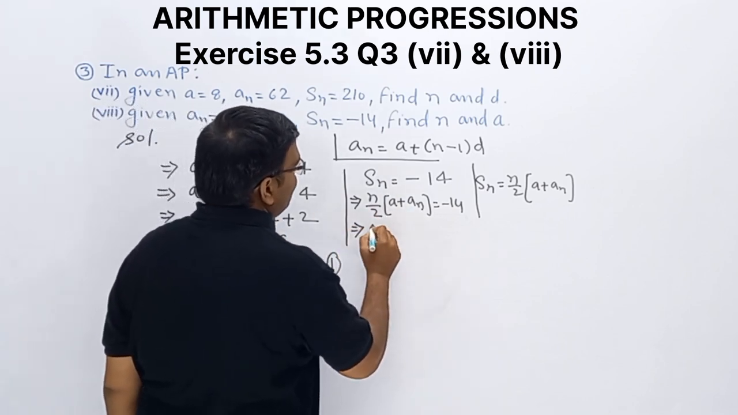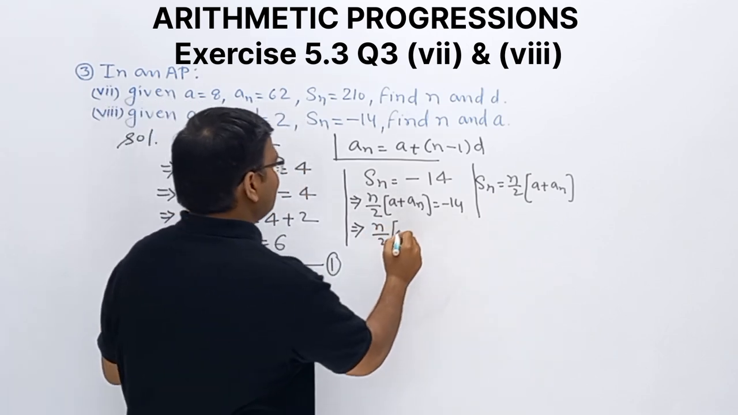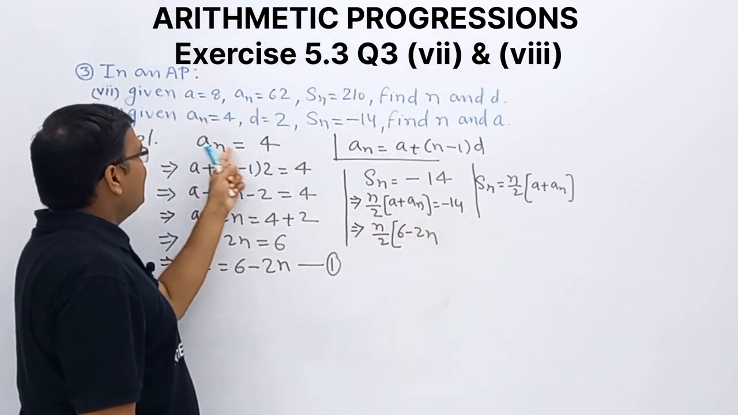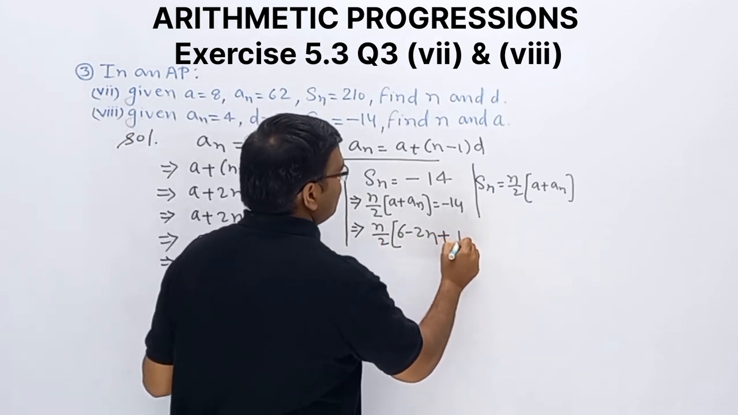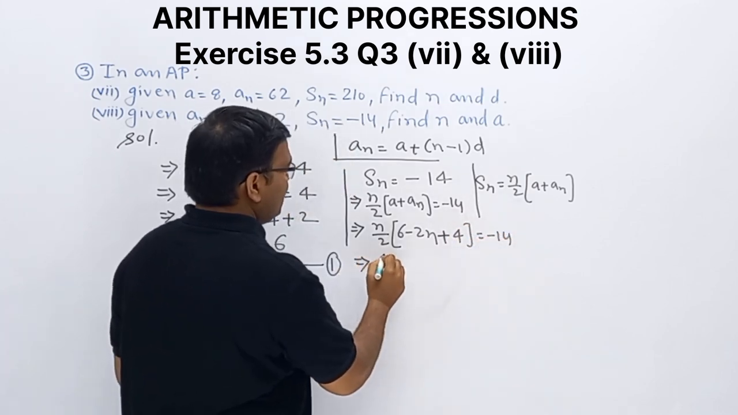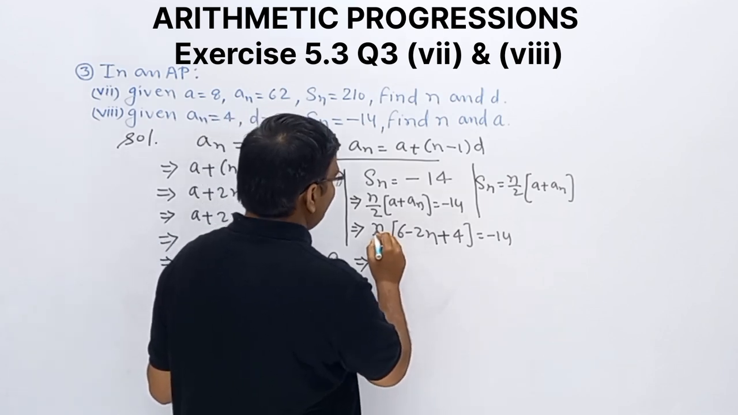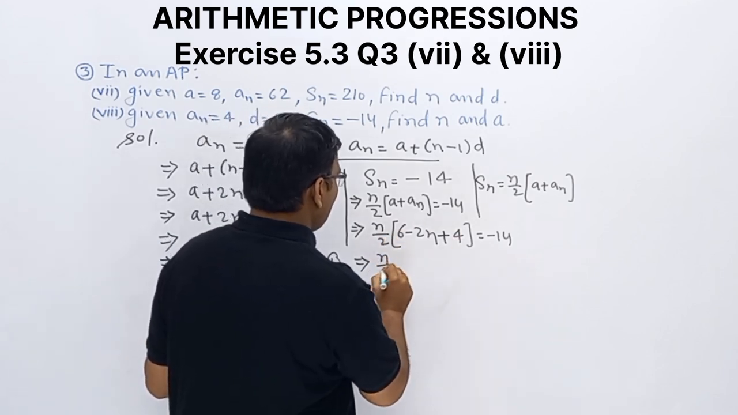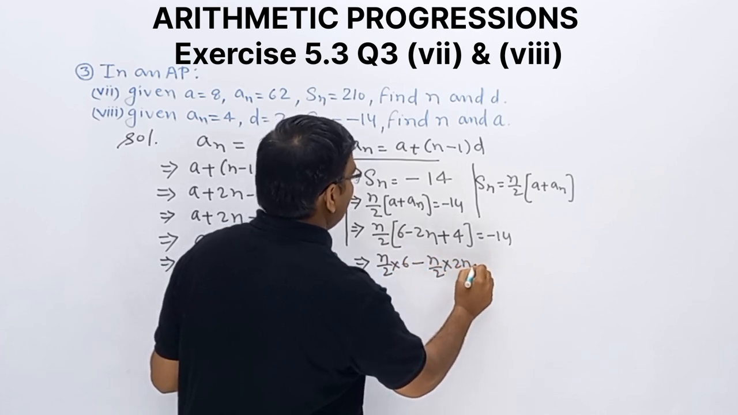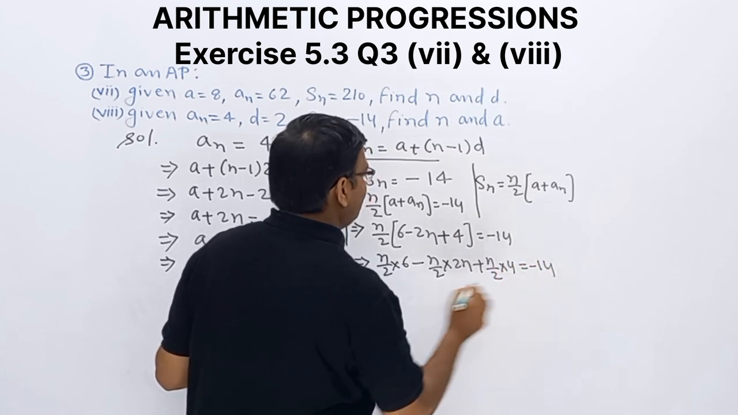So this will be n by 2 into a, which is 6 minus 2n, putting this value there. An we are having in the question, plus 4 equal to minus 14. Simple. Now solve this one. How will we solve? Multiply. So n by 2 into 6 minus n by 2 into 2n plus n by 2 into 4 will be minus 14.